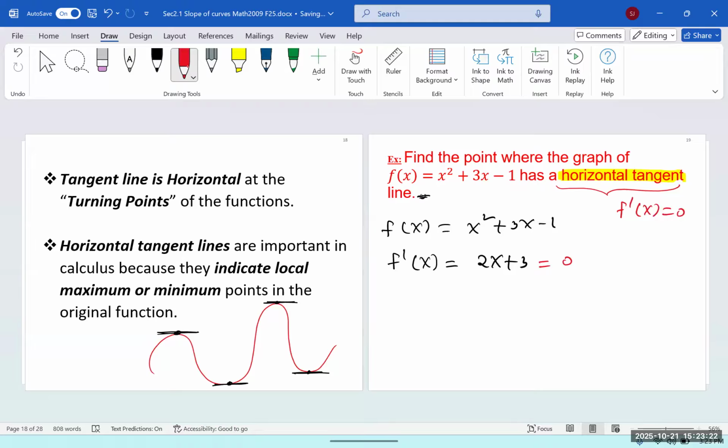A horizontal tangent line happens when your derivative is 0, when the slope of the line is 0. What type of line has slope 0? A horizontal line. So horizontal tangent line means you have slope 0. What is slope? The derivative. So set the derivative equal to 0 and solve for x. What's the x here when you solve for x?